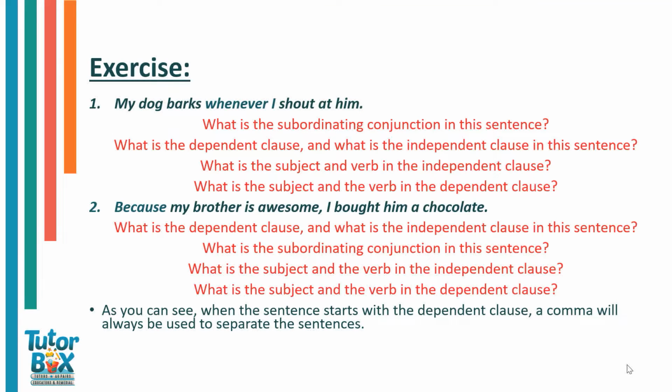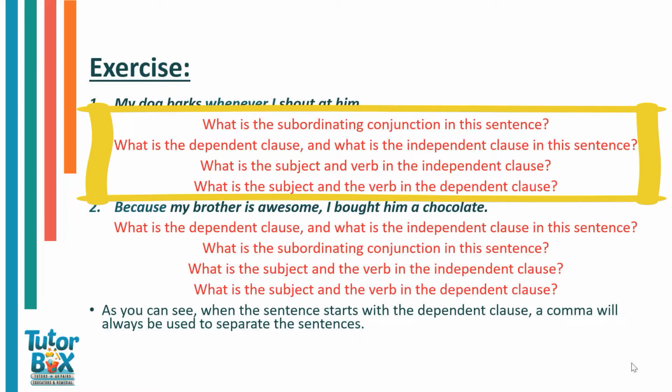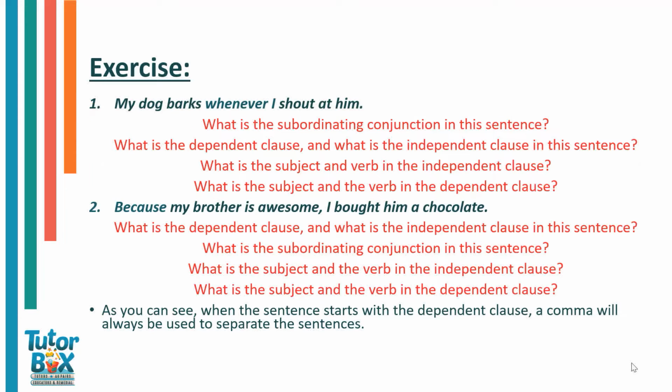Guess what, guys? It's another exercise. I'm going to do the same thing that I did before, where I'll read through the questions and the examples for you, and then give you some time afterwards so that you can answer them yourself, and then I'll go through the answers with you guys. So the first example is, my dog barks whenever I shout at him. What is the subordinating conjunction in the sentence? What is the dependent clause, and what is the independent clause in the sentence? What is the subject and the verb in the independent clause? What is the subject and the verb in the dependent clause?